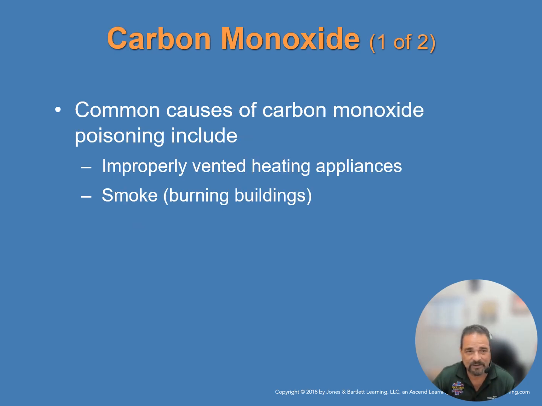Carbon monoxide. All right. So, common causes of carbon monoxide poisoning include improperly vented heating appliances. So, if somebody's using some kind of petroleum powered heater within their house and it's not ventilated, they're going to be breathing all that carbon monoxide. And that carbon monoxide binds to the red blood cells and it prevents our red blood cells from getting the oxygen that we need to survive. Also, smoke from burning buildings. We know that when we respond to a fire, where there's fire, there's smoke, and that smoke contains high levels of carbon monoxide and other gases that are very, very bad for us.